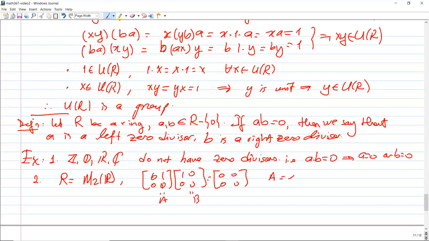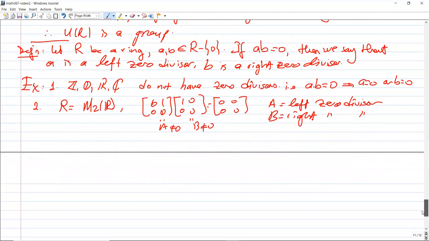So that A is a left zero divisor. They are not zero. A is not zero. B is not zero. But A times B is equal to zero. So that A is a left zero divisor, and B is a right zero divisor in this ring. And let's continue with our example.